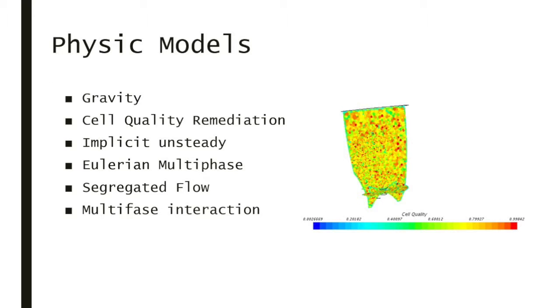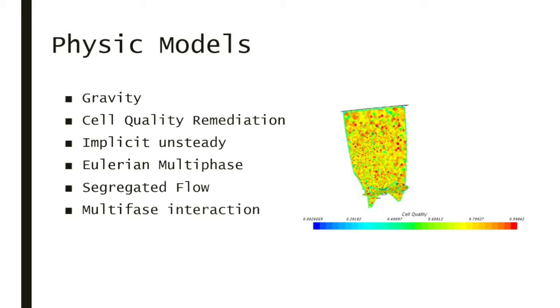The following physics models were used: gravity, which was important in order to reflect the effect of gravity on the blender; cell quality remediation, which, due to the meshing, helps improve the results; implicit unsteady, which is important to define because the model is resolving for a transient state; Eulerian multiphase, which is important to define the phases that are going to be present in the blender, including properties like density and viscosity; segregated flow, which lowers computational time.